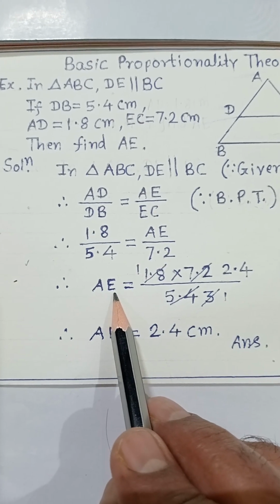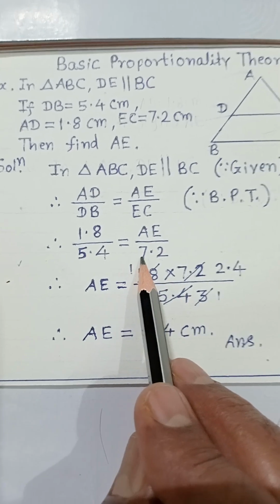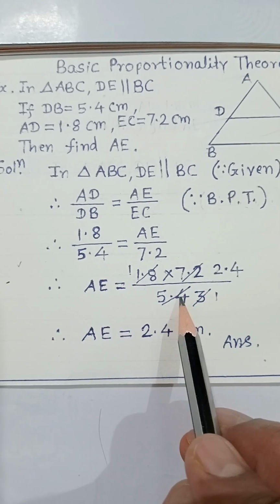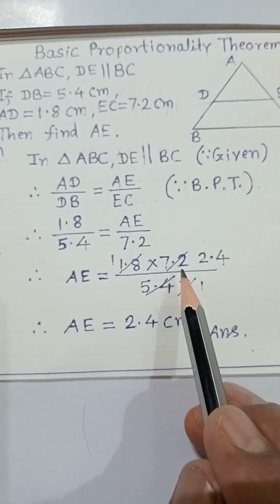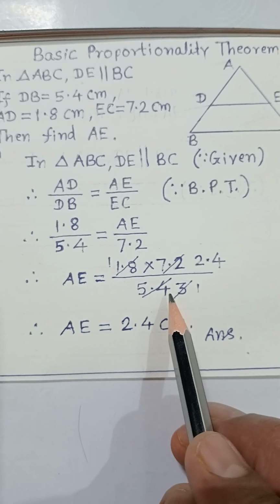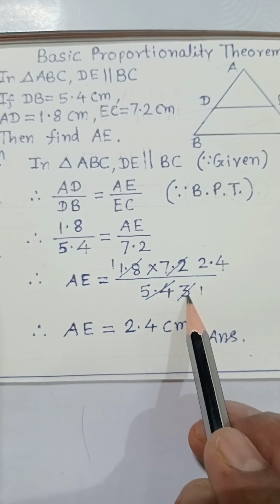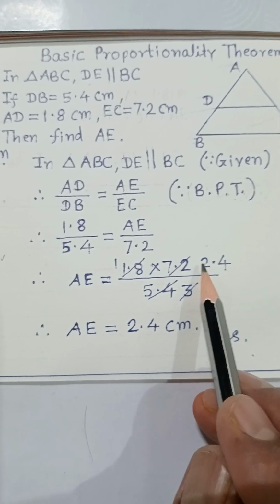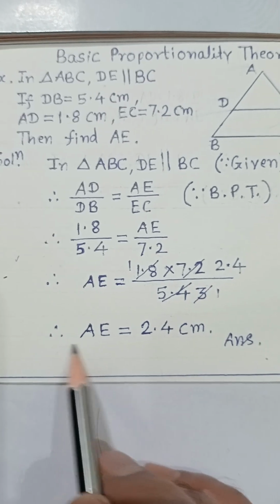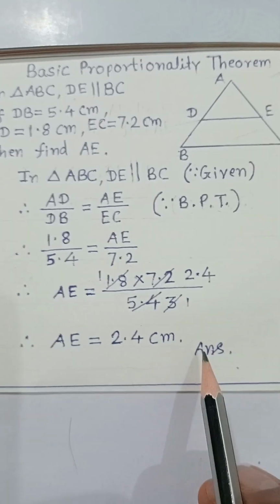Therefore, by cross multiplication, 1.8 multiplied by 7.2 upon 5.4. Here is division. 1.8 divided by 5.4 is 1 by 3, and 3 times 2.4 is 7.2. Therefore, AE is equal to 2.4 cm, which is the answer.